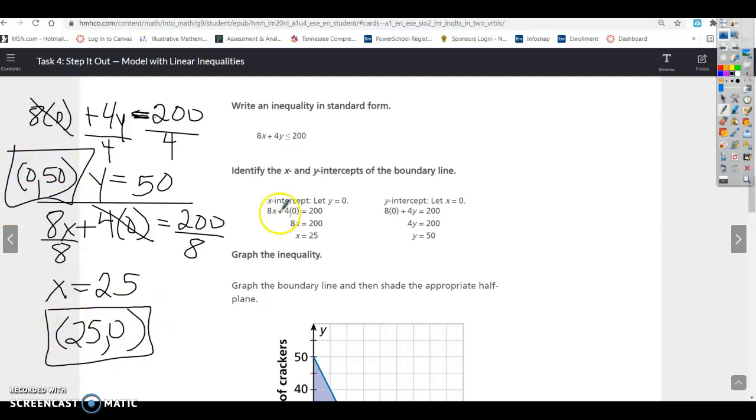All right, so they've solved it the exact same way. So they found x is 25, okay, and they found y as 50. Good. All right, so now it says graph the inequality.